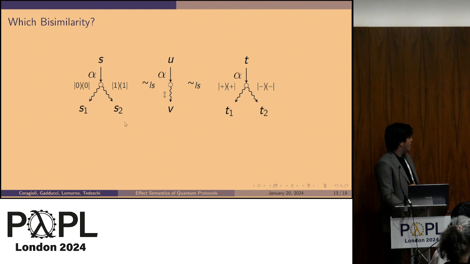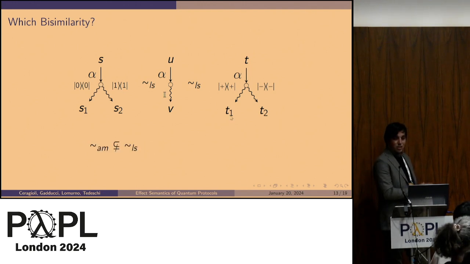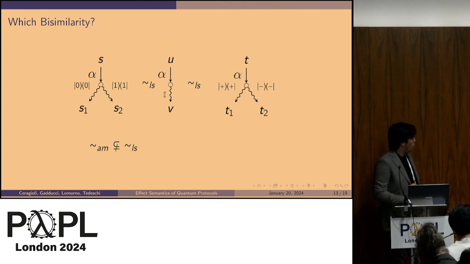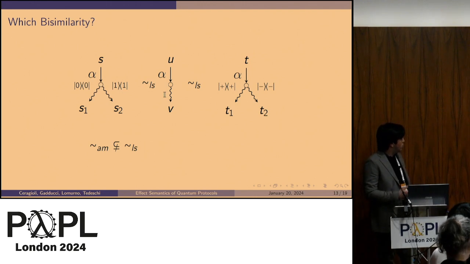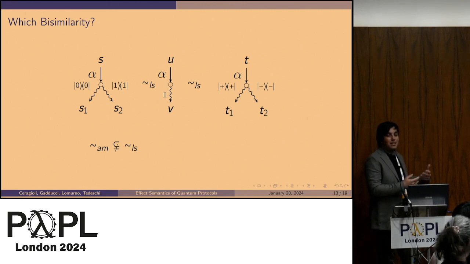We say that S1 and S2 are equivalent because they are in deadlock, as well as T1 and T2. So we say that S goes in this equivalence class of S1, S2 with a weight that is the sum, that is ketbra 0 plus ketbra 1. That is exactly the identity, that is exactly the weight of ketbra plus plus ketbra minus. So we have that Aczel-Mendler bisimilarity is strictly finer than the Larsen-Skou one, and we advocate that this Larsen-Skou bisimilarity is the notion of choice for ELTS, because we can resort back to the probabilistic behavior we've seen before.